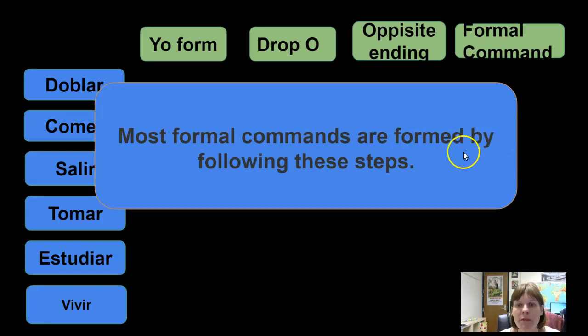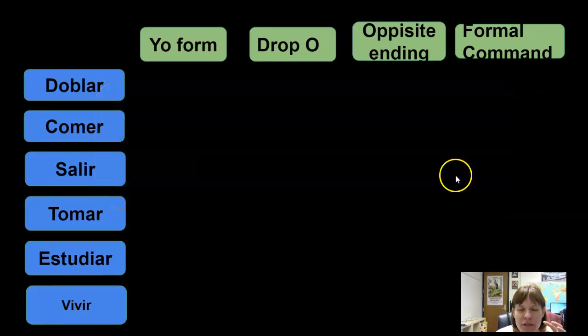So most formal commands are formed by the following steps. This is the part that's a little bit tricky, but with practice, obviously we can do this. The first thing you do when you're doing a formal command is put it in the yo form. So our first verb, doblar, which can mean to turn, to double, or to fold. For example, yo doblo mi ropa, I fold my clothes. Yo doblo a la derecha, I turn to the right.